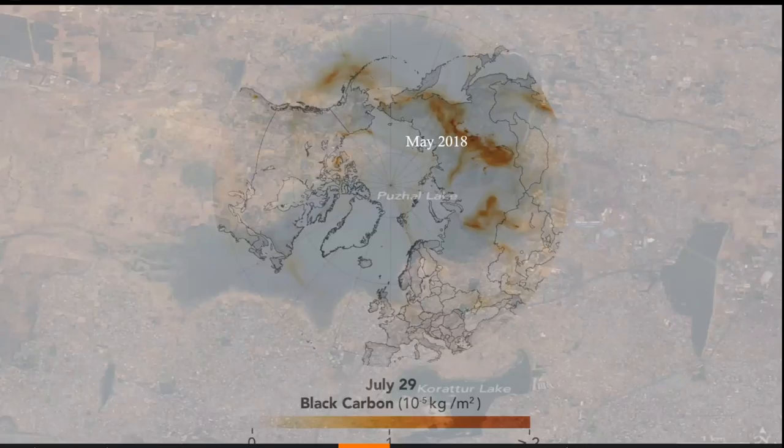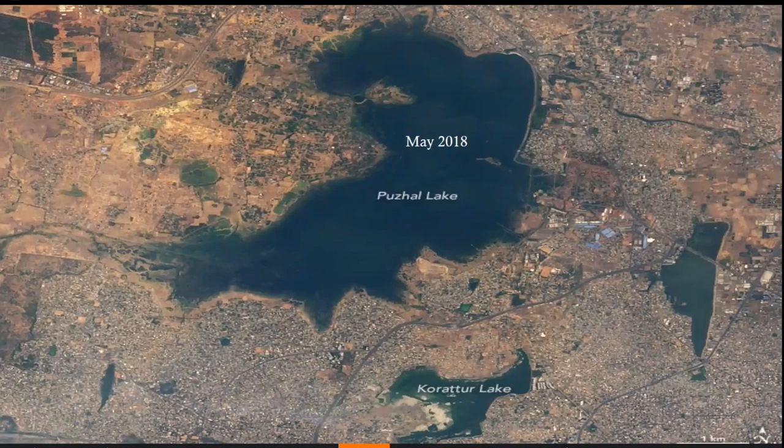So this is another striking example of land cover change or water resources management, natural resources management. This is a lake in the southern part of India, southeast India, and it is the main source of drinking water or the domestic water supply for a metropolitan city called Chennai. So this was the situation in May 2018.